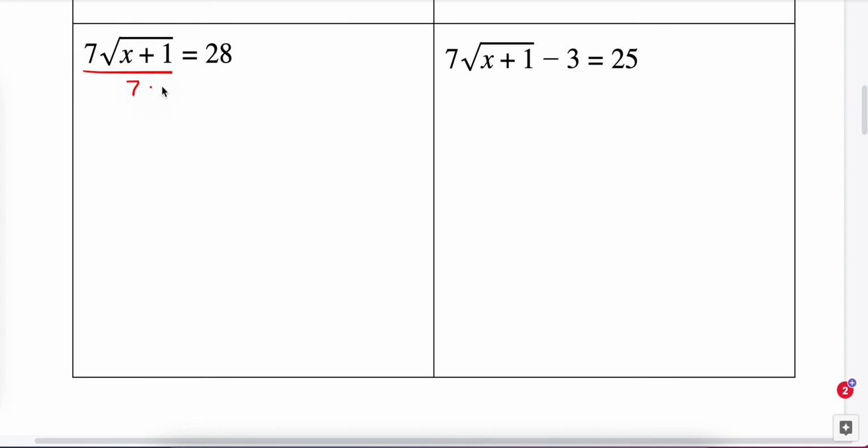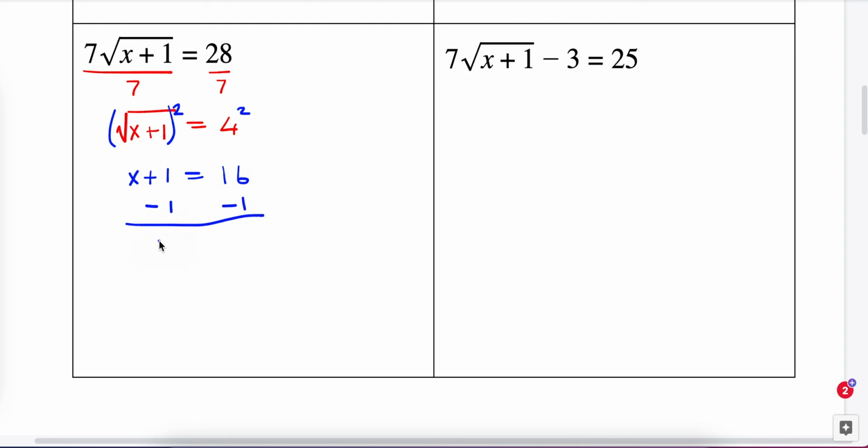We're going to divide both sides by 7, and we get the square root of x plus 1 equals 4. So once again, we're going to raise this to the second power on both sides, right? And so now we have x plus 1 equals 16. We've got to isolate the variable, so let's subtract 1 from both sides, and we have x equals 15. Well, once again, let's plug that into the equation, make sure that it works.